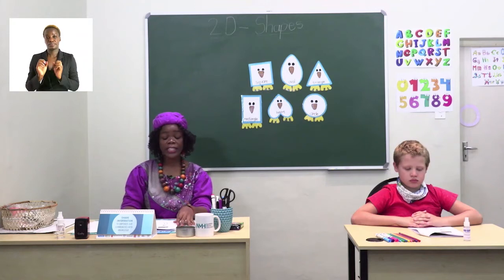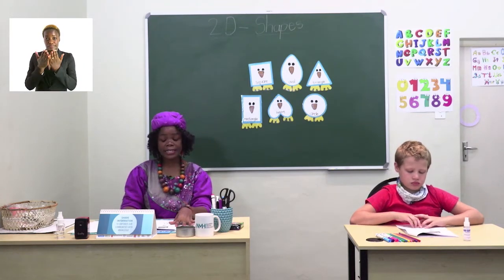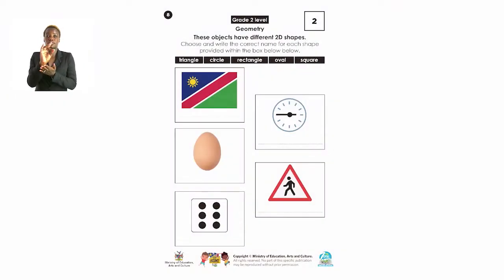Okay, let us quickly turn to page 8, grade 2 level geometry. Now, before we start, I will have to explain to you what 2D shapes are. 2D shapes are the shapes that have a plane surface. It means simply it cannot stand. When you try to put it down, it will fall on either side.